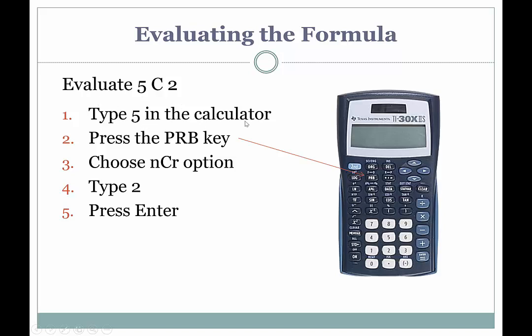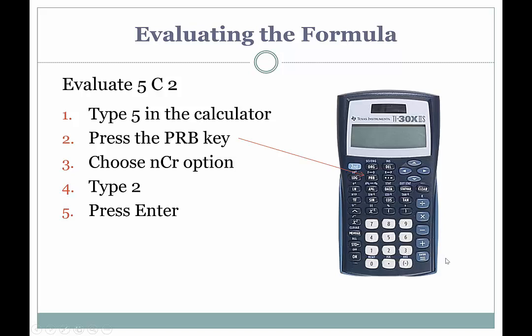It's very simple. You would type 5 in the calculator first, so you'd push the 5 button. Then you would press the PRB key. That key is right here on this calculator. Just hit PRB, and on top you're going to get a set of options. You'll just arrow over with the arrow keys here to the option that says nCr. And once you have that selected, you're going to type the 2. The 2 here is for the 2. So you type the 5 in first, you select this nCr option, and then you type 2. And then finally, you just have to press the enter key, boom, and you get your answer.